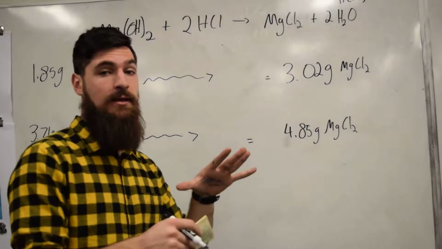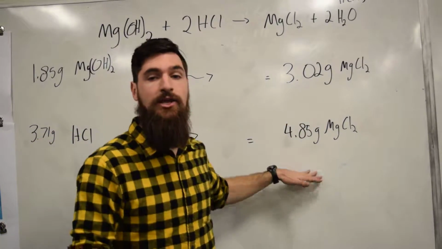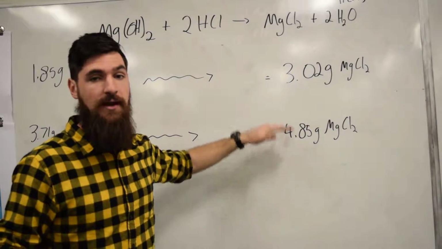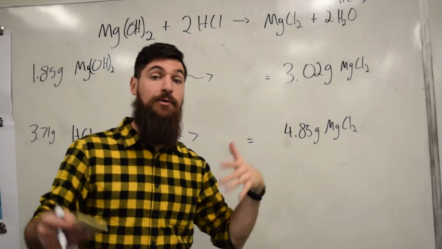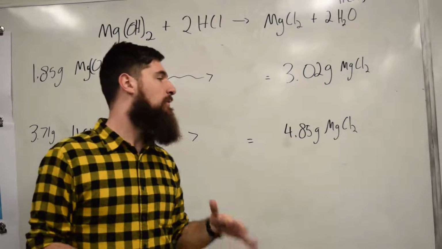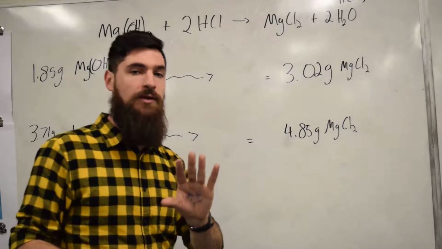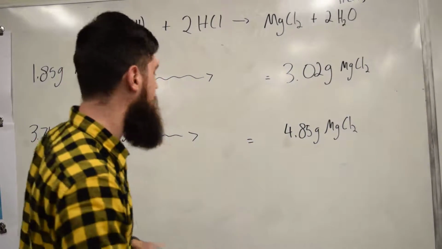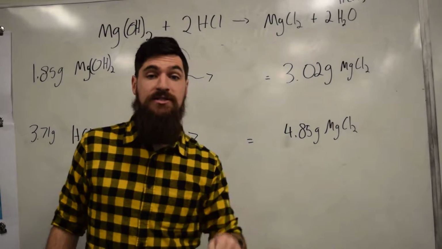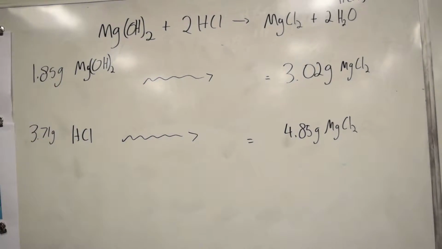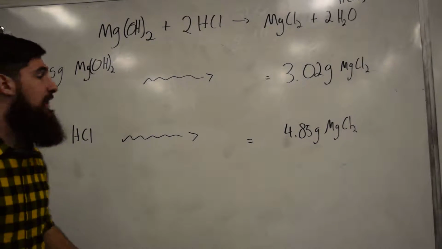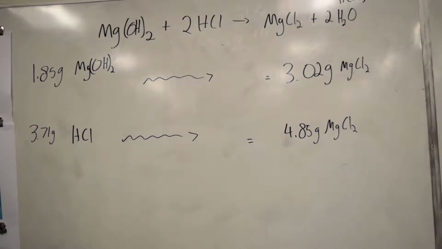I need to see the work. Use this to check your work, okay? Try this out, see if you get these correct answers. If you get like 3.01 or 4.92, those are close enough. That's probably just a difference in rounding. So you're going to get these two numbers. The question's asking how much magnesium chloride is produced if you have this amount of reactants.